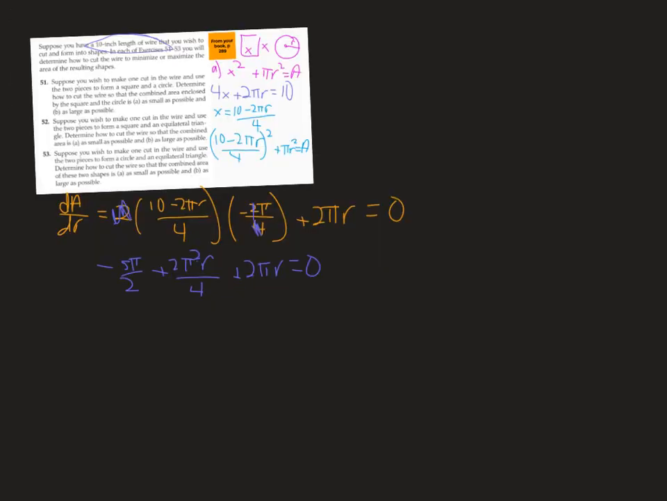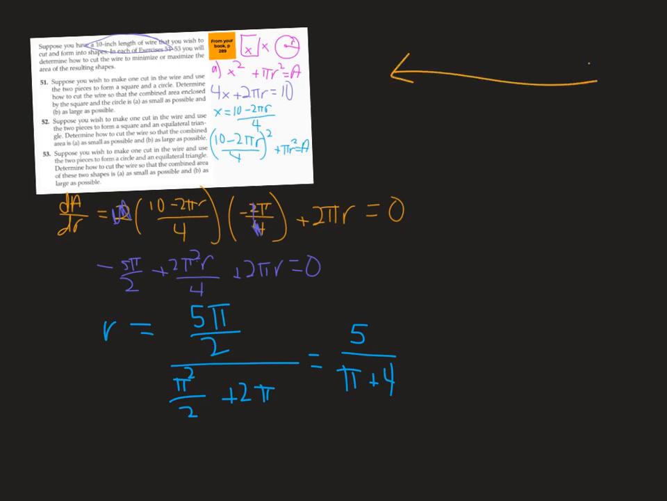Let us go ahead and, through the magic of algebra, add the 5 pi over 2 over and then divide by pi squared over 2 plus 2 pi, which I guess if you wanted to, you could get rid of pi's from everyone and multiply everyone by 2. So 5 over pi plus 4. So now we need to consider a dA/dr number line. So we have dA/dr, and we have 5 over pi plus 4.